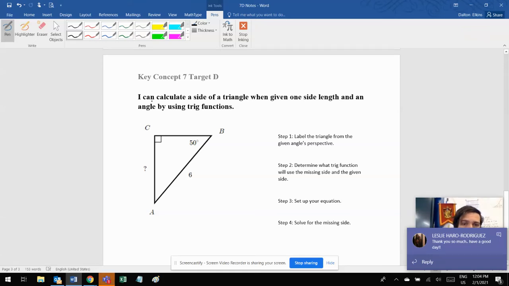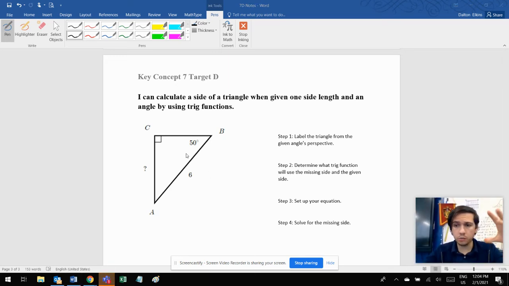So for this video, our goal is I can calculate a side of a triangle when given one side and an angle just by using trig functions. So in these types of problems, I'm going to give you two things. The triangle will contain two known pieces of information.